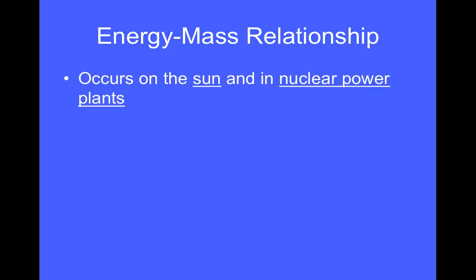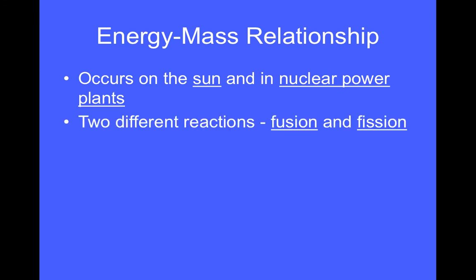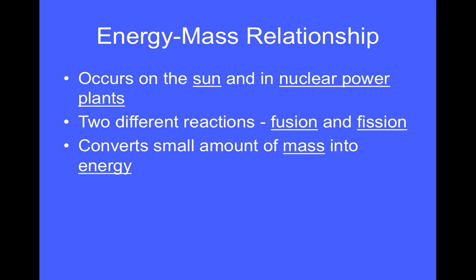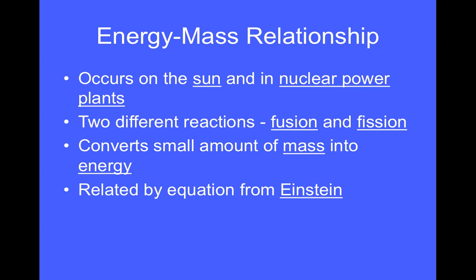Okay, this is the reaction that occurs on the sun as well as in nuclear power plants. So these are the two different reactions of fission and fusion. What they do is take small amounts of mass and turn them into energy. And so that is the equation from Einstein that we learned about and that they use to actually calculate how much energy they're actually generating.